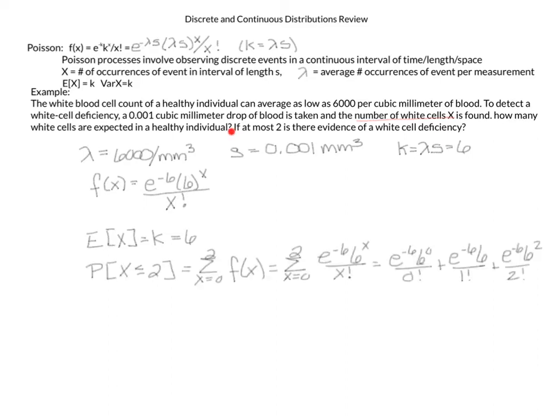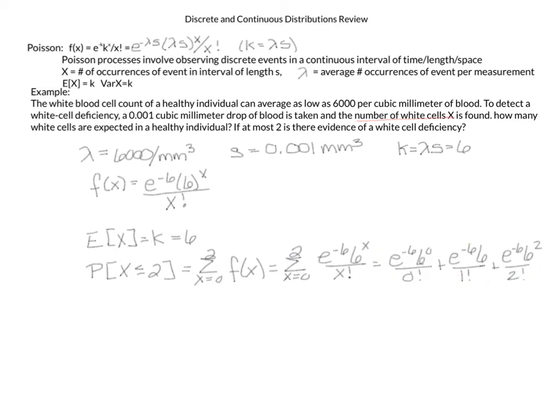The last problem is to find if at most 2, is there evidence of a white cell deficiency? So in other words, if x is at most 2, so x is less than or equal to 2, is there evidence of a white cell deficiency? So we're going to look at the probability of that occurring. So the density, then we're going to sum from x equals 0 to x equals 2. So that's the sum from x equals 0 to 2 of e to the minus 6, our density function, 6 to the x over x factorial.